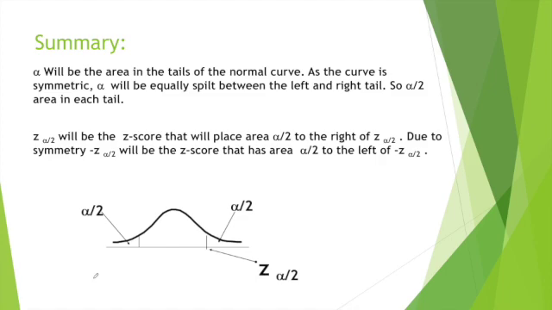So, friendly reminder, alpha is going to be the area in both tails of a normal curve, and we need to divide them by 2. Now, because of symmetry, z alpha is going to be the area over here. And negative z alpha will be the area that has alpha sub 2 to the left of this.